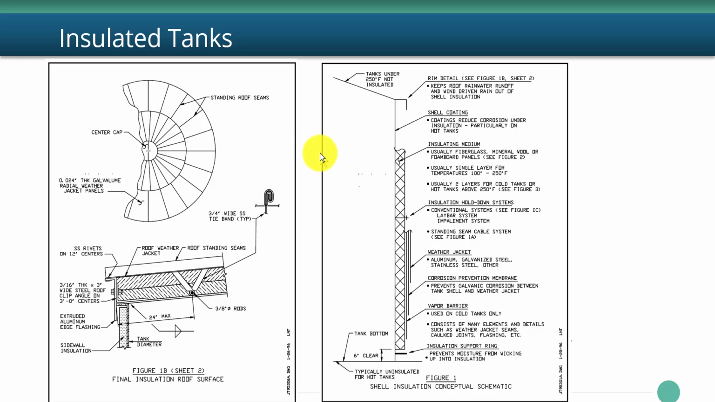The key thing is, if you don't do a good job, you're almost better off not insulating the tank, because any moisture that gets in here will cause corrosion, and it's hard to detect it. It's got its own name, corrosion under insulation, or CUI. It's difficult to detect and very expensive to repair.